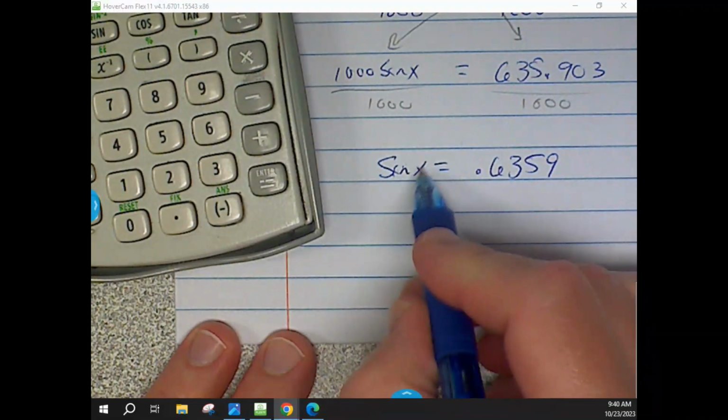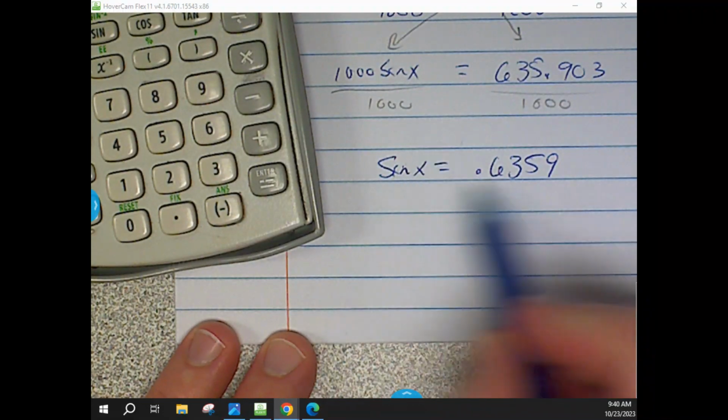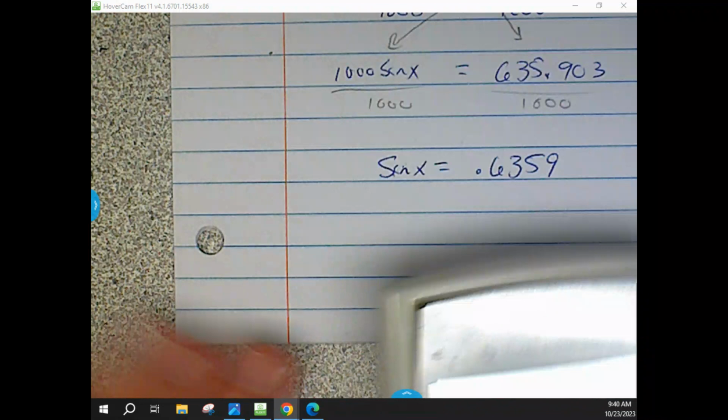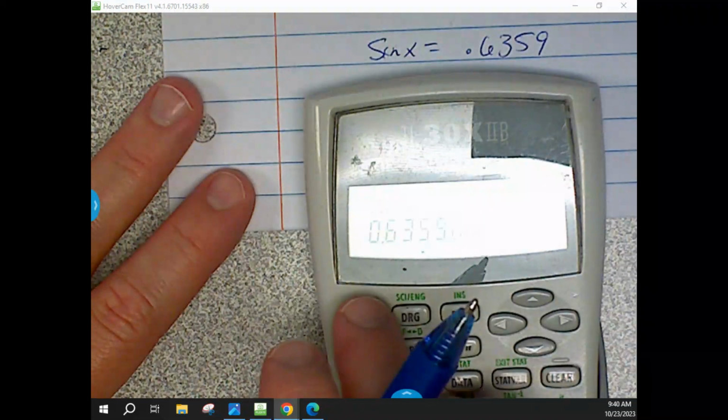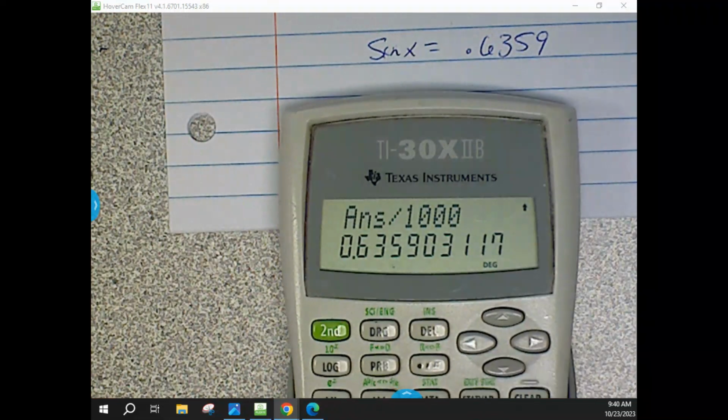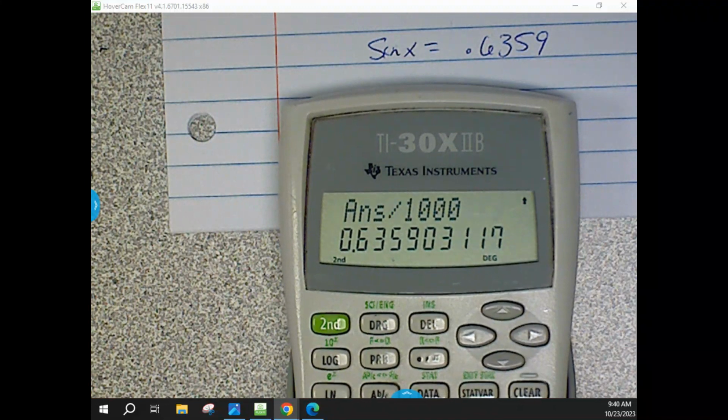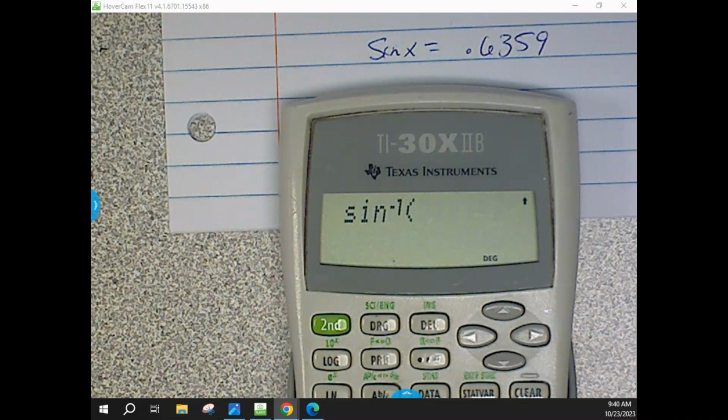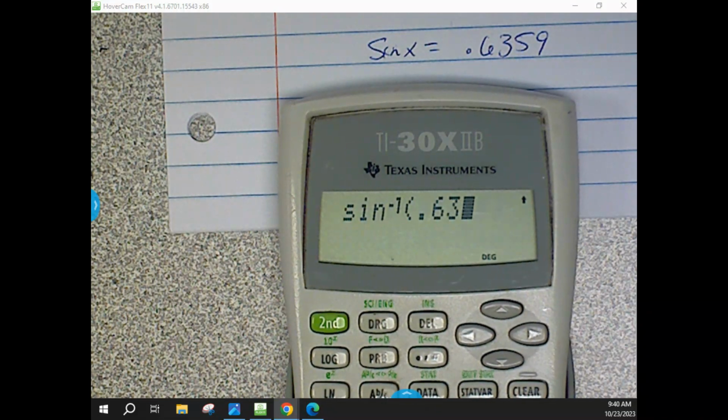Okay, and again, you've got to figure out what the sine of this angle is going to be. So we've got to figure out sine of what angle is equal to this part. If you're going to get those numbers, you're going to have to use your second button. So we hit your second, and then hit your sine button. So you get sine inverse of 0.6359.